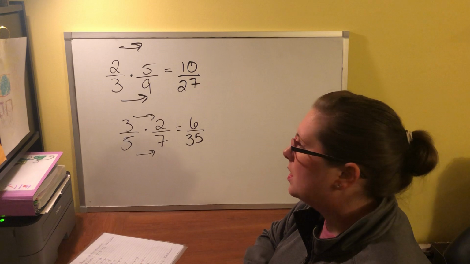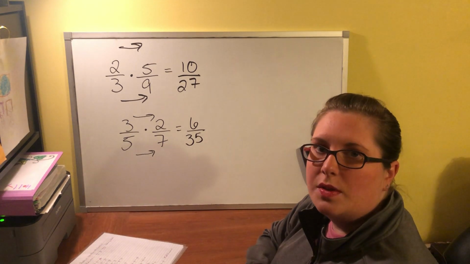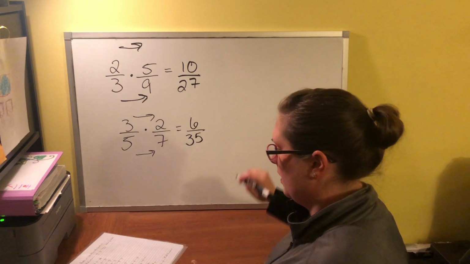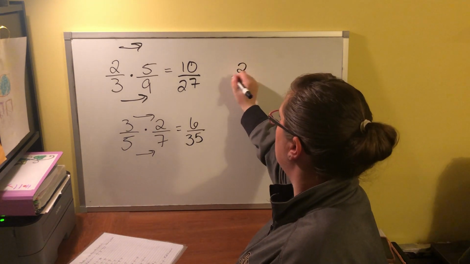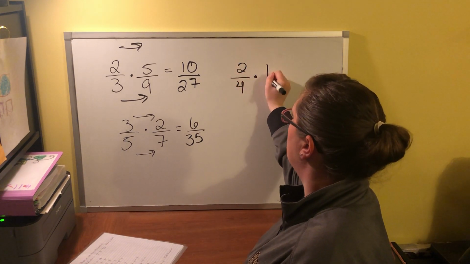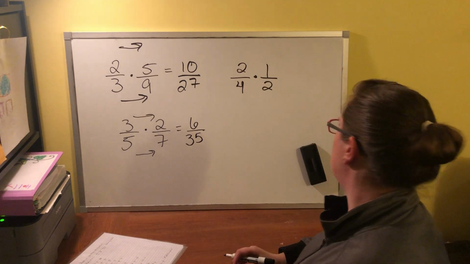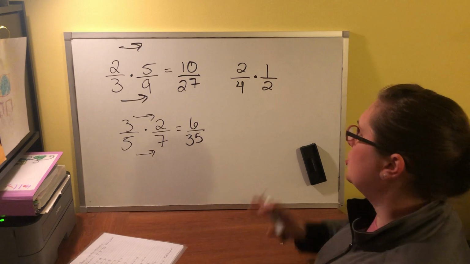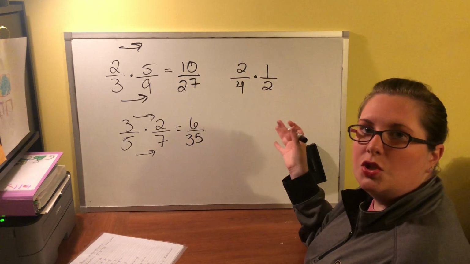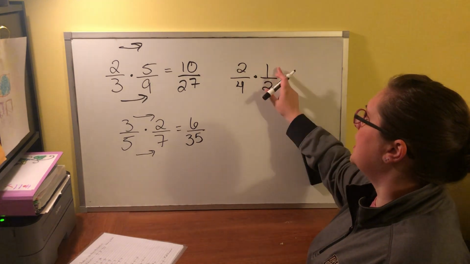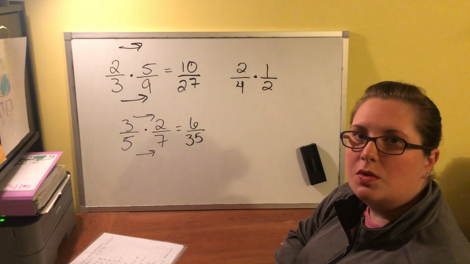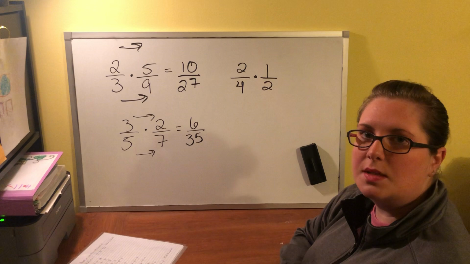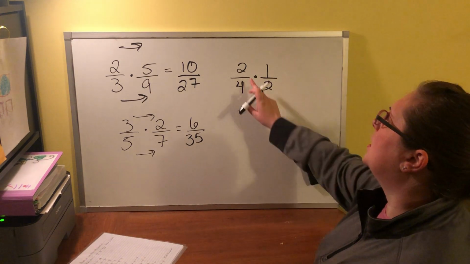Now, there are some tricks when dealing with multiplication with reducing, okay? So let's go ahead and try one of those. Let's look at 2/4 times 1/2. So the trick that you can do is you are going to look diagonally and see if you can reduce. So you're going to use that common factor method.